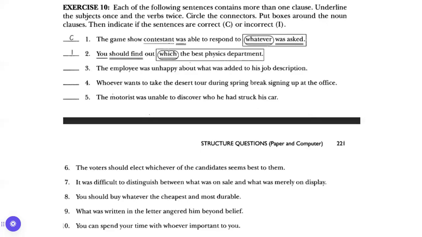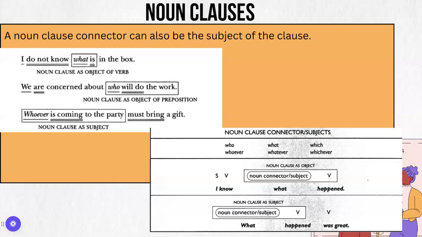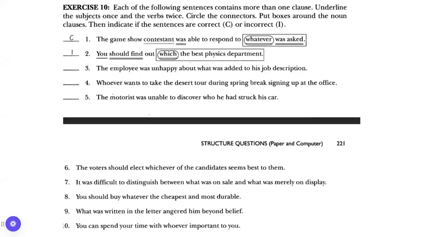Let's practice with this exercise. Again, identify the two clauses and make sure that they are complete, that they're correct. Remember that words like who, whoever, what, or whatever can function as the subject of the clause. Let's look at the first two.